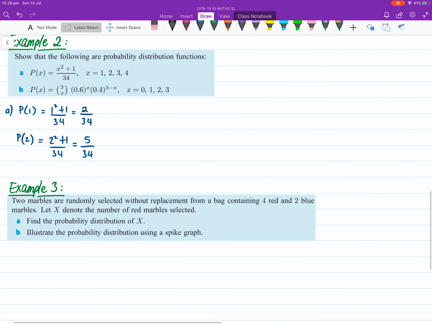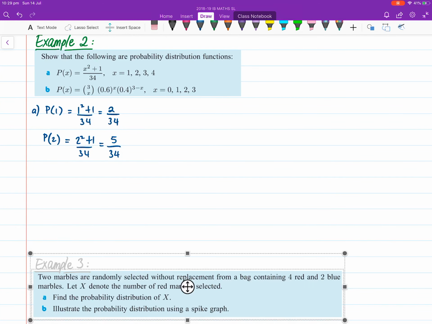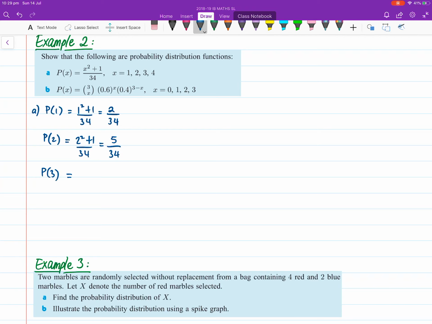Let me shrink this down, and I'm going to move this down. Okay, then we've got p(3), 3 squared plus 1 over 34, so that's 10 over 34. And last one, p(4) equals 4 squared plus 1 over 34, so 4 squared, 16 plus 1 is 17 on 34.